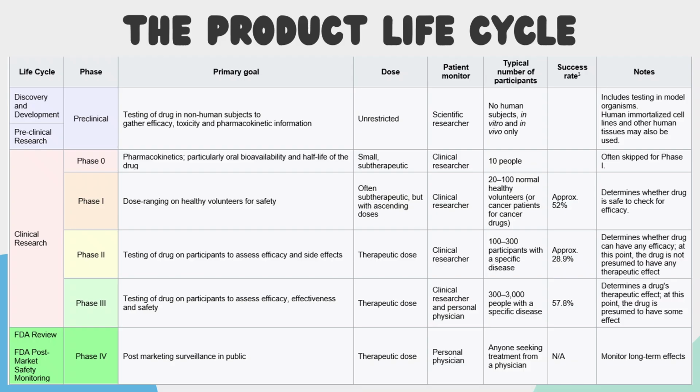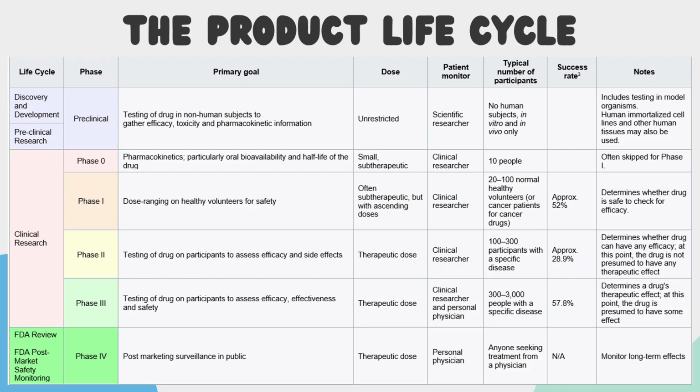Phase 0. Very small doses are given to around 10 people. We check the bioavailability and half-life of the drug. That means how quickly it's absorbed and how long it stays in the body. Minsan, this phase is skipped, especially if preclinical data is strong.